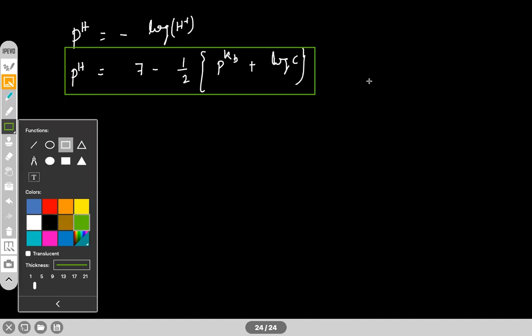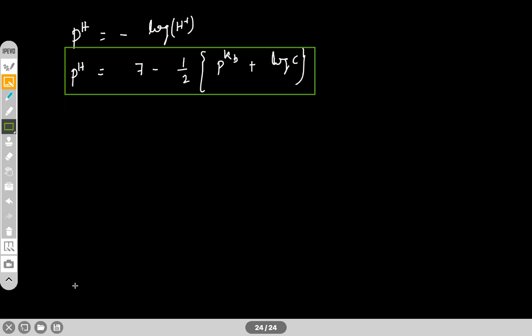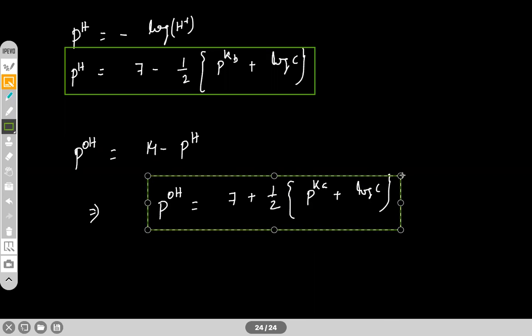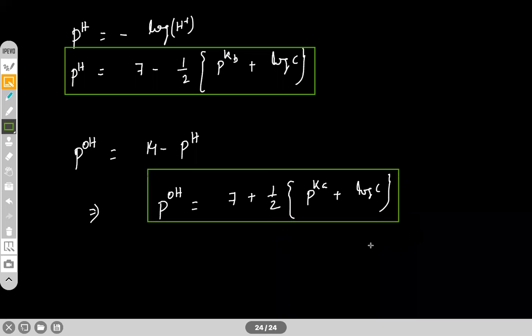Okay. So here also you see we are getting pKb here. The weak one will come over here. Last time it was pKa because the acid was weak. If you want to calculate pOH here, it will be 14 minus pH. This is the formula of pOH. Any doubt? You see, we are getting pH less than 7 here, hence it is acidic.